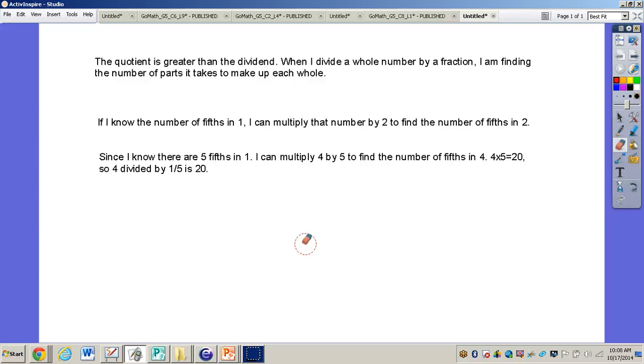Fractions are obviously a fraction of a whole, so that quotient is going to be greater than the dividend. Now, next one, explain how knowing the number of fifths in 1 could help you find the number of fifths in 2. We kind of talked about that when we were taking 2 divided by 1/3. So the possible explanation here is if I know the number of fifths in 1, I can multiply that number by 2 to find the number of fifths in 2. I want you to copy that down.